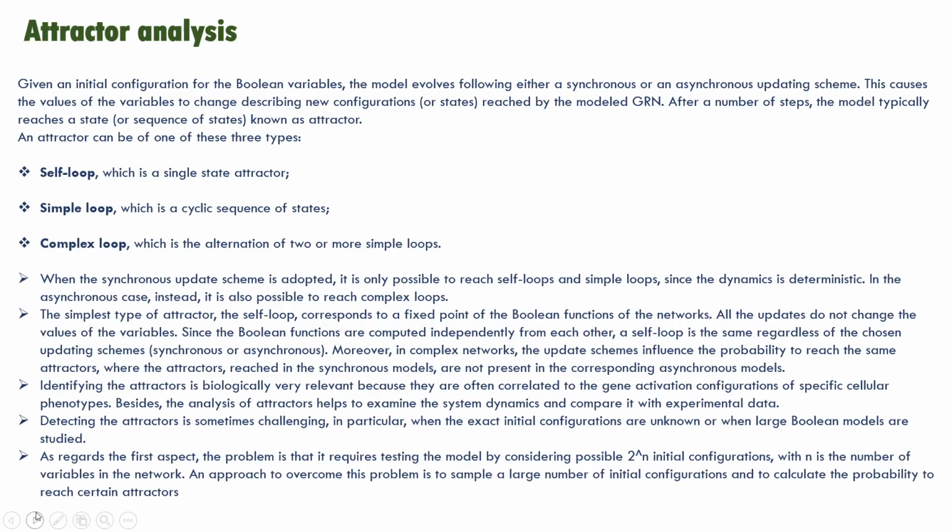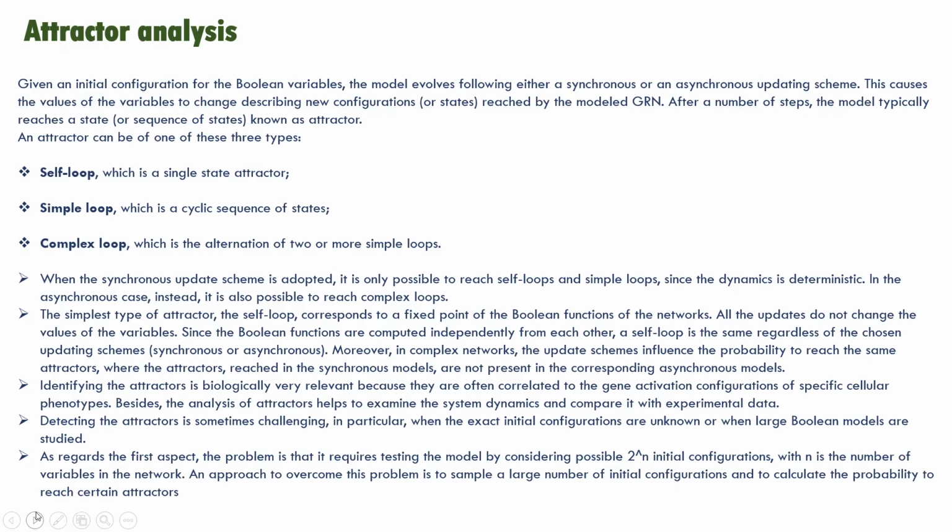The attractor can be one of three types. One is the self loop, which is a single state attractor. Another is the simple loop, which is basically a cyclic sequence of states, and the other one is a complex loop, which is alternation between two or more simple loops. So they can be self, simple, or complex. When the synchronous update scheme is adopted, it is only possible to reach self loops and simple loops since the dynamics is deterministic. In the asynchronous case instead, it is also possible to reach complex loops.